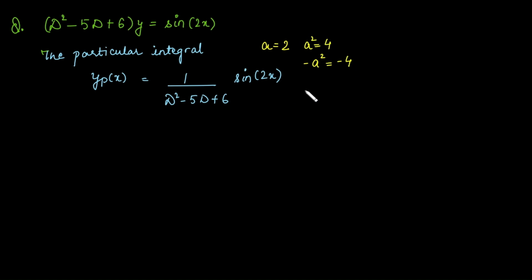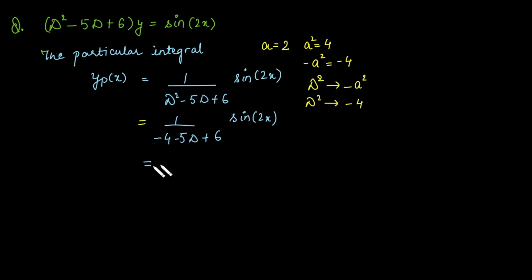So we have the sine form, so we will replace d square with minus a square, which means d square is replaced by minus 4. So substitute d square by minus 4 in this case. So we have 1 upon minus 4 minus 5d plus 6 sine of 2x. So this is equal to 1 upon minus 4 plus 6, which is 2, minus 5d sine of 2x. So whenever we have this type of form, there is a denominator term that contains the derivative d.